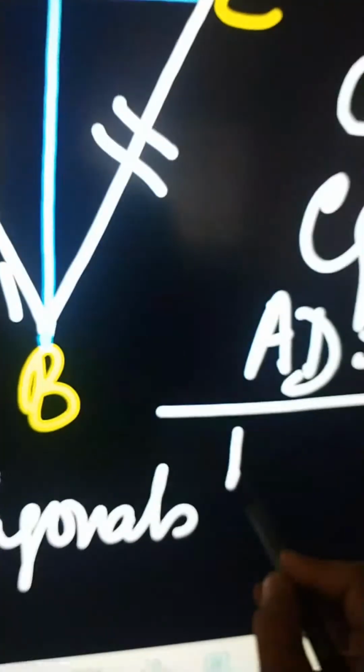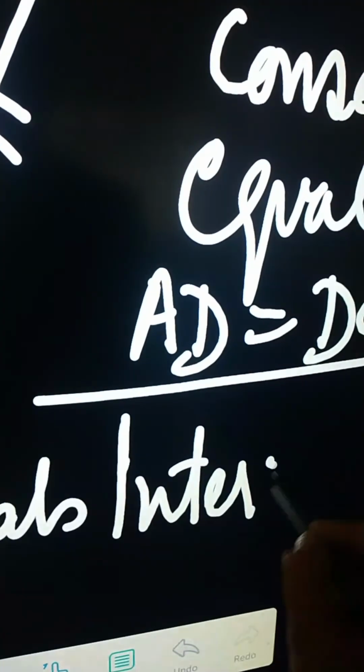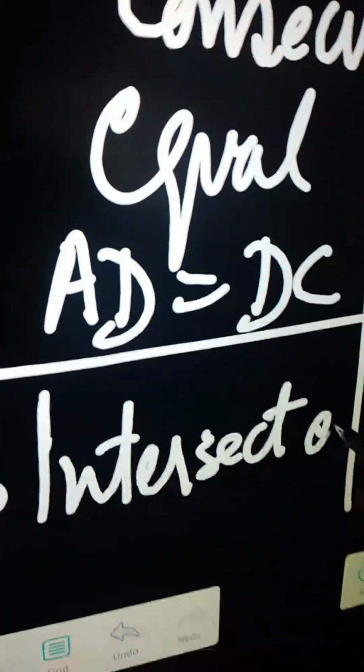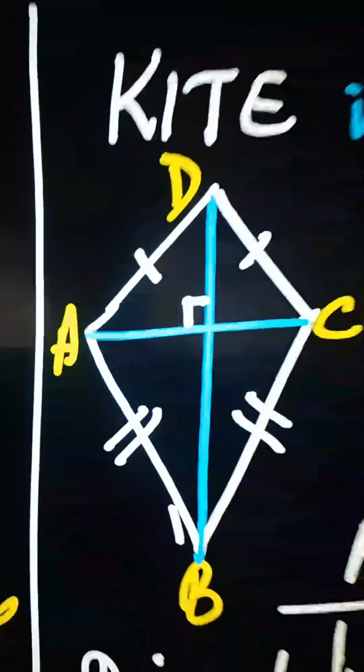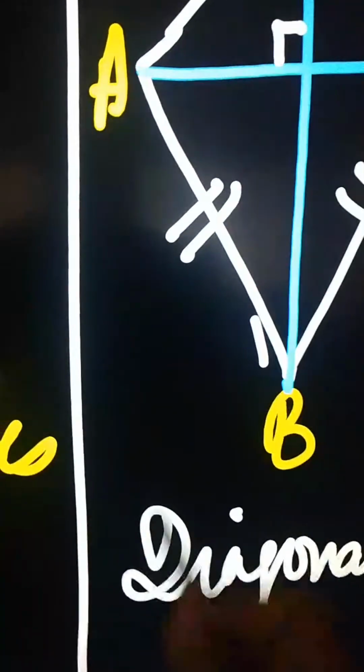Diagonals intersect. They do not bisect. Everywhere we have read that they intersect at 90 degrees. So this angle is 90.